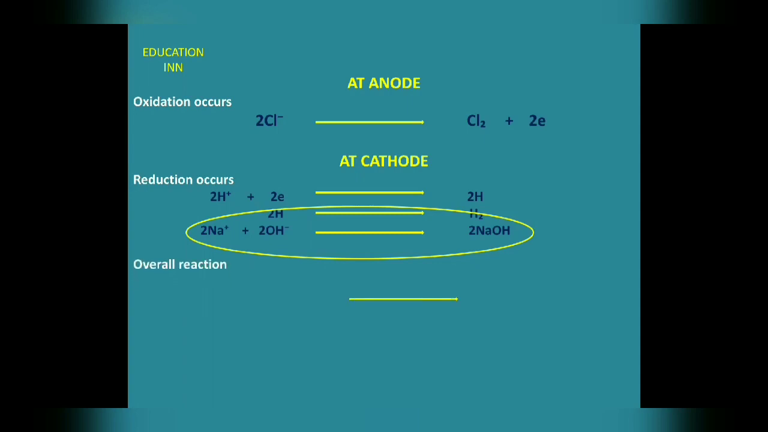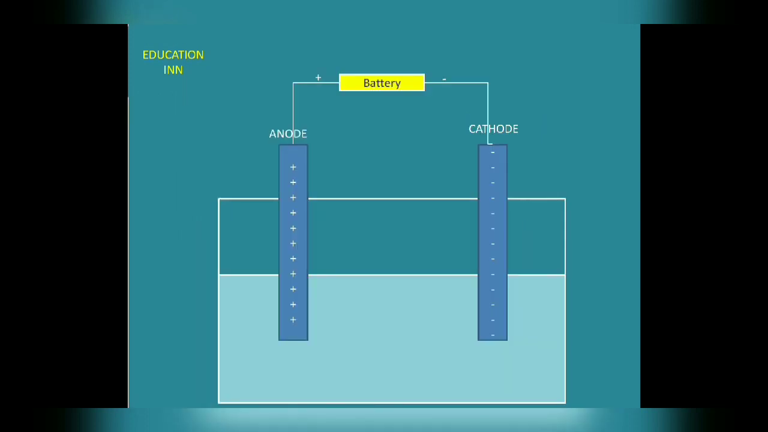The overall reaction is the sum of all these reactions. There are two electrons on the right hand side of the arrow and two electrons on the left hand side of the arrow, which are the same species. So we cancel out the same species. We cancel out these two electrons on the left hand side and on the right hand side. So the net ionic equation becomes this. On the product side, you can see that chlorine gas is produced at the anode, hydrogen gas is produced at the cathode, and sodium hydroxide is collected in the tank.